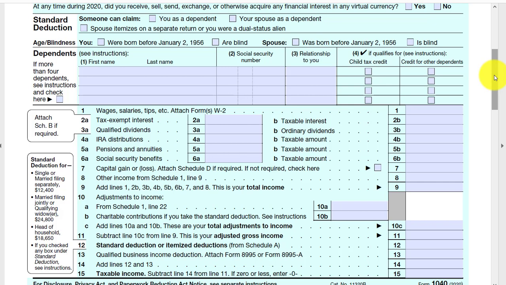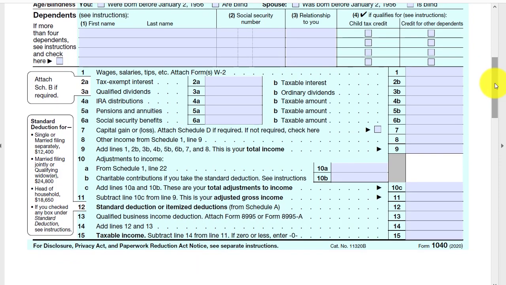So if you don't have more than $600, and you got $40 of interest, you put $40 here. There's no place to put who it came from or anything like that. But if you have over 600, they want to know where it came from so they can match it up and make sure that's what that entity reported as well. Social Security, IRAs, pensions, all that stuff goes right here. You get your total income.